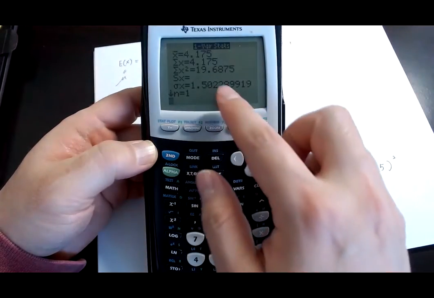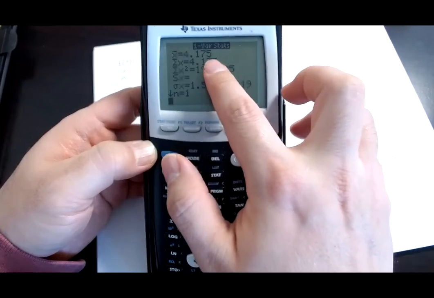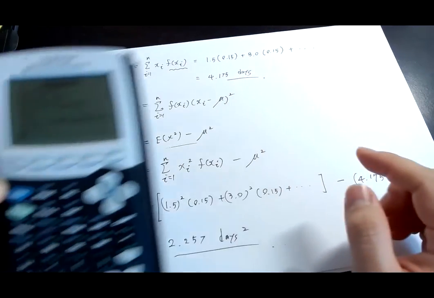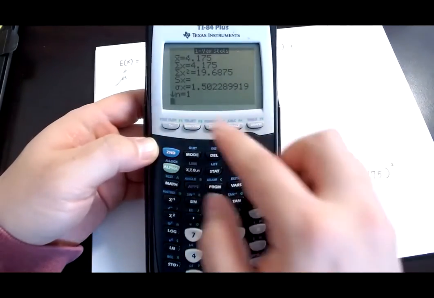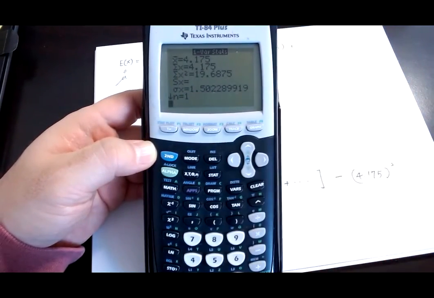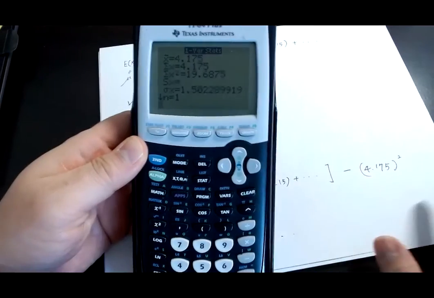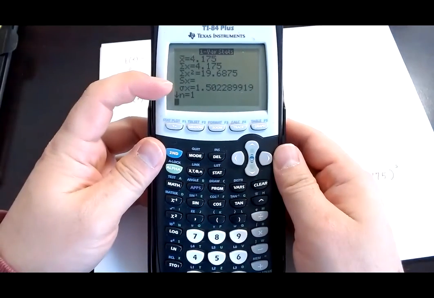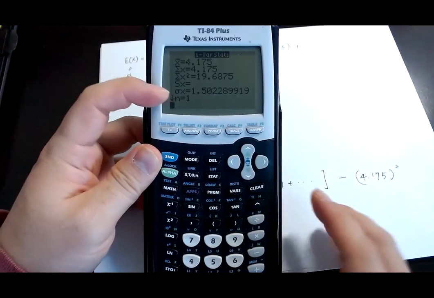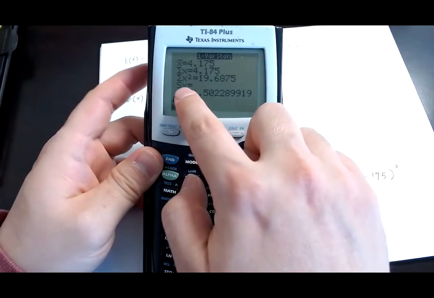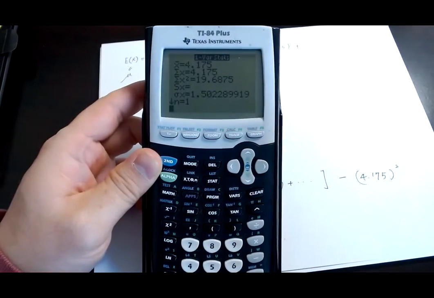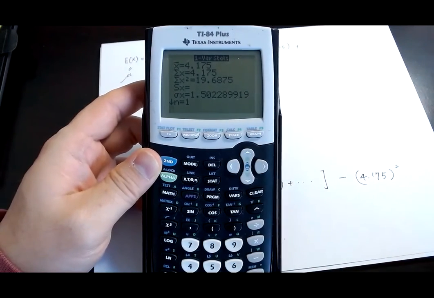Now you see the x bar is 4.175. This is exactly the same as the answer here. You see that E of X, right? Then the key thing to keep in mind is do not confuse this sigma X with the variance. That's the standard deviation, not the variance. Then up there you see Sx, which is actually the standard deviation of the sample.